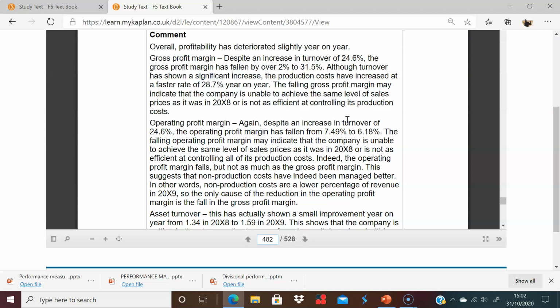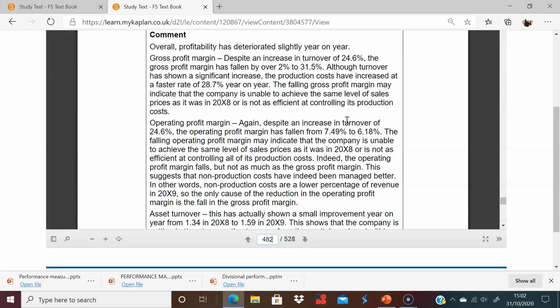Yeah, so we already highlighted this, we actually broke it down better. I think we actually agreed that we can see the problems feeding in from the gross profit margin, in terms of either lack of being able to achieve sales or not controlling its production costs, feeding into our operational area. But it says that indeed the operating margin falls, but not as much as the gross profit margin. So you can see, and we proved that.